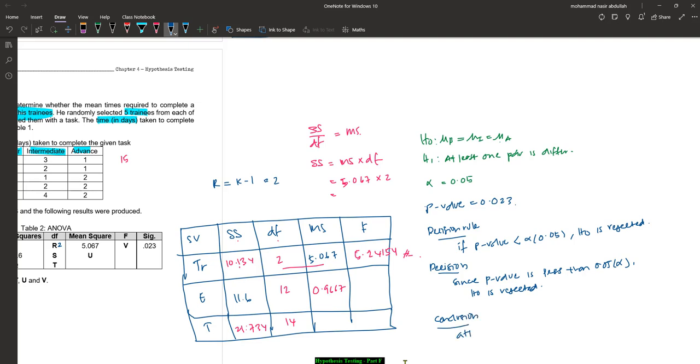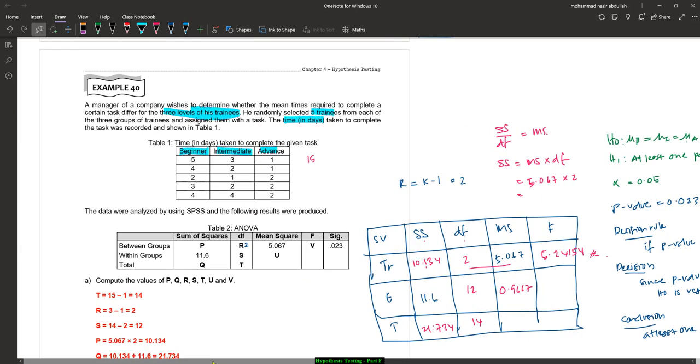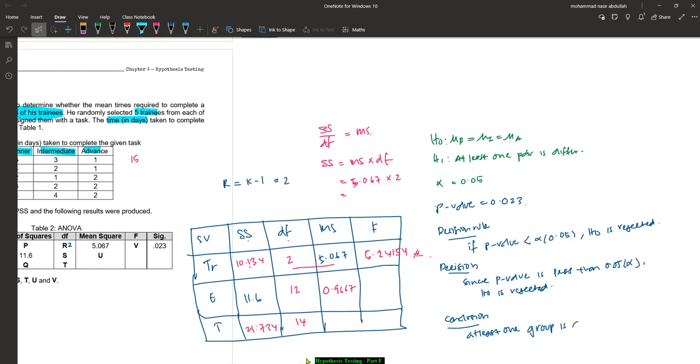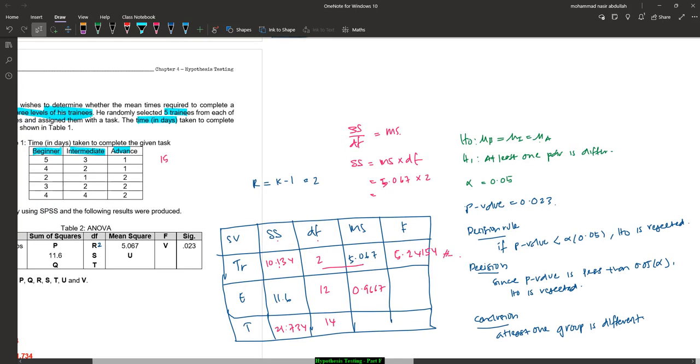at least one, kita ikut soalan lah. One group, right? One group is different lah. So which group different, we don't know. So we need to do a post hoc test, right? Okay.